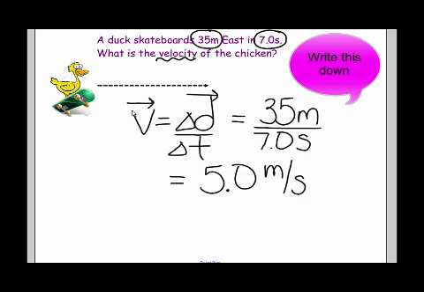A final answer will have 3 components to it. I'm going to have a number, always to the proper number of significant digits, so that's my 5.0. Next I'm going to have a unit. Here I have meters per second. The final part will be a direction. I look up in the question, I see that this was going east. So I could write out the word east, or I could put east in a square bracket like that. So my final answer would be 5.0 meters per second east.